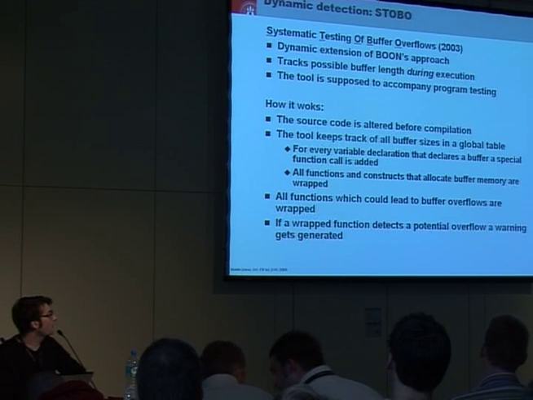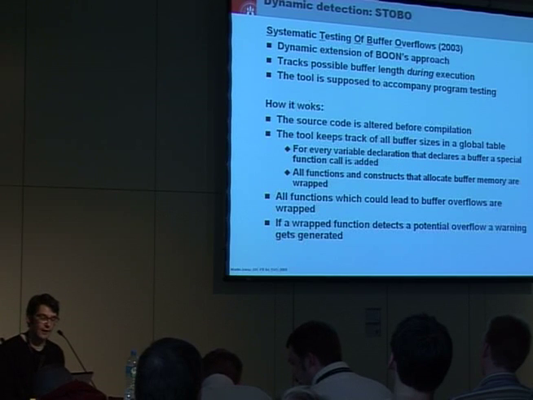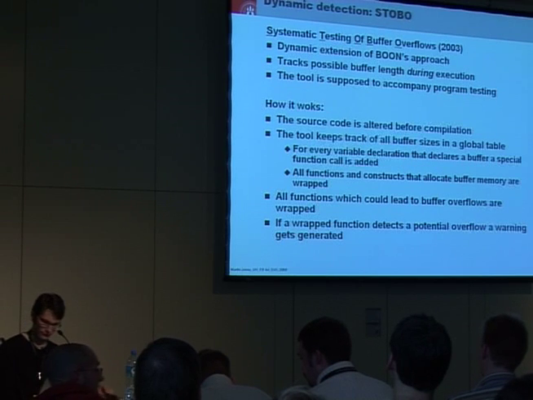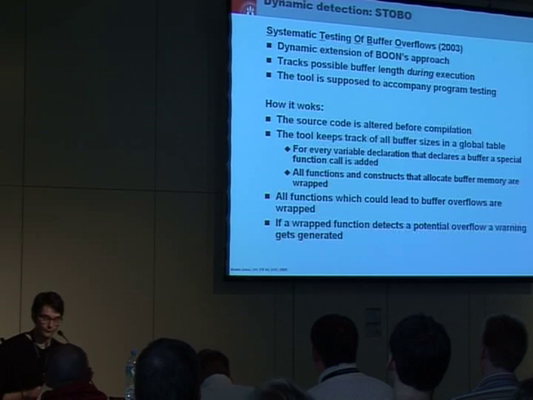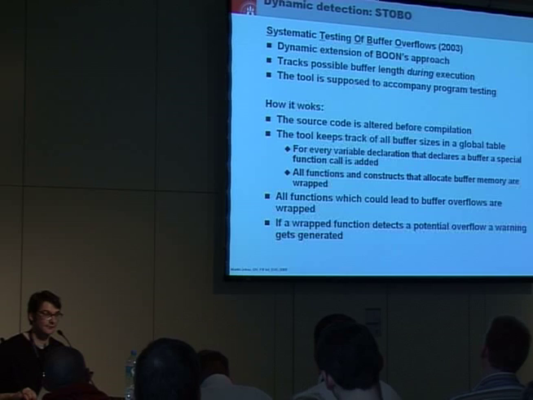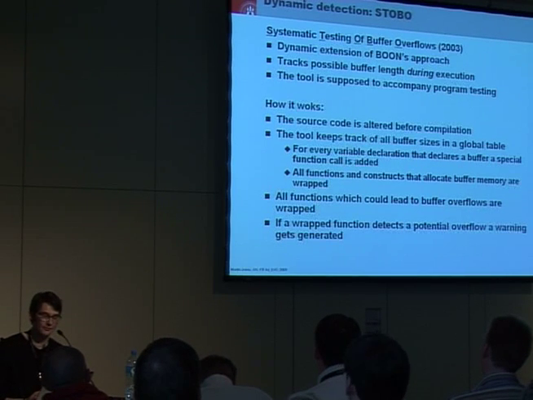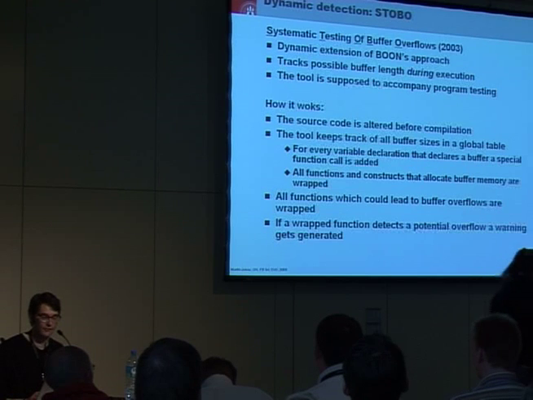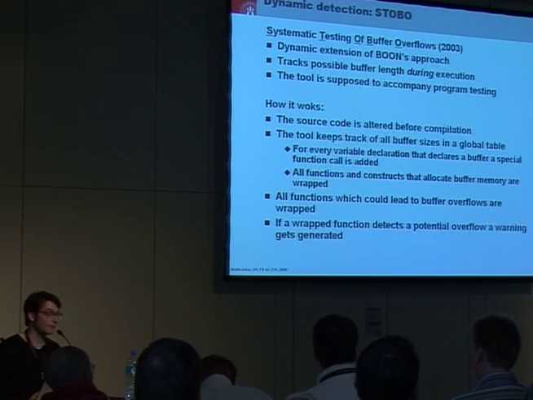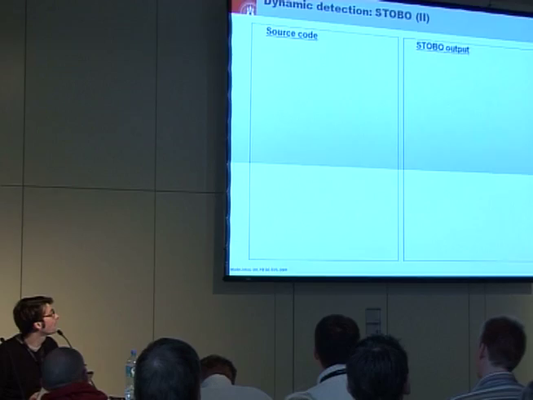The source code of our program gets altered before we compile it. For every statement in our program that works on our buffers, we alter the source code. All functions that could lead to buffer overflows, like string copy, get wrapper functions that not only do the string copy but also do some checks. And if one of the wrapped functions detects a potential buffer overflow, we get a warning.